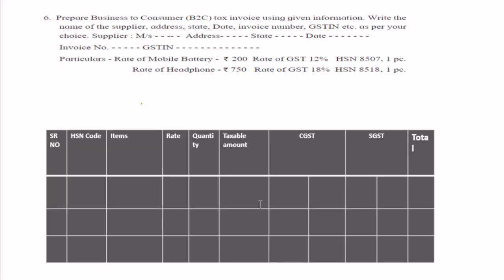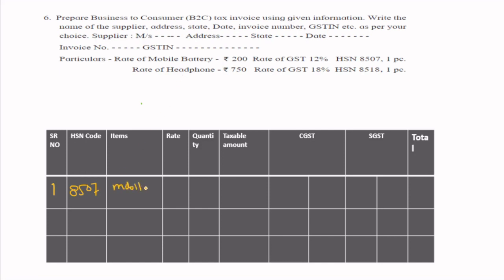The rest of all other information you can furnish by yourself. Let me show you how this calculation can be put in tabular format. Rest you can write by yourself; if not, I'll definitely help you out. Let's see how you can do it. For serial number 1, the first HSN code given is 8507.